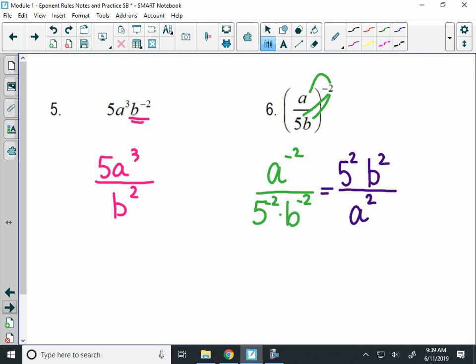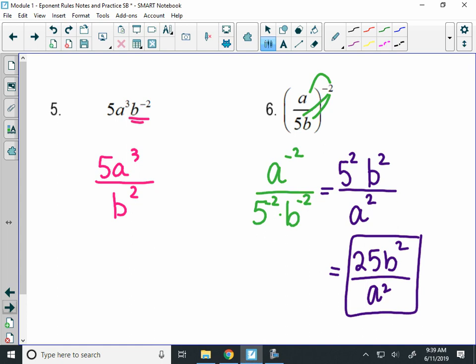Then you simplify. 5 squared is 25. B squared over a squared. Everything's positive and happy, and that's your answer.